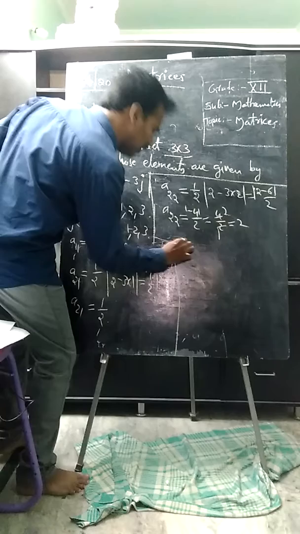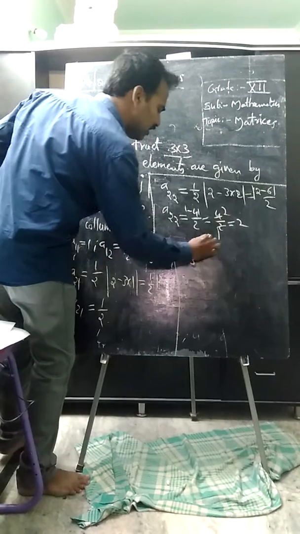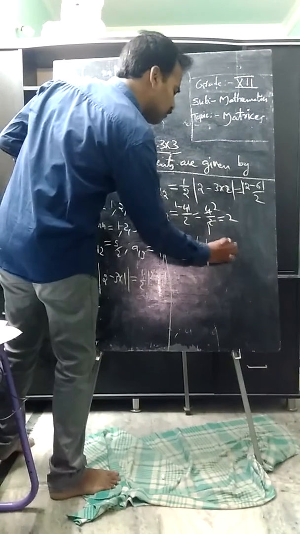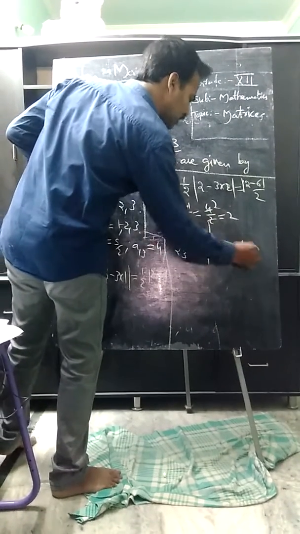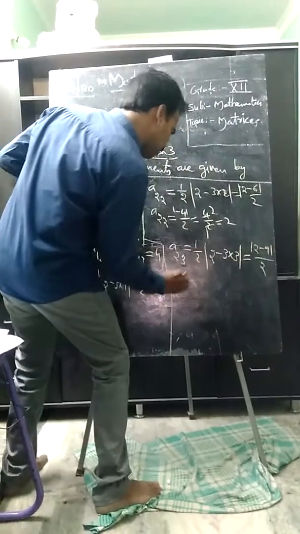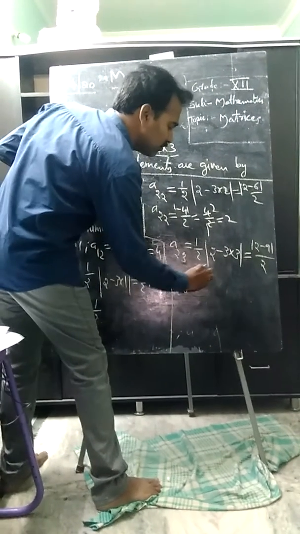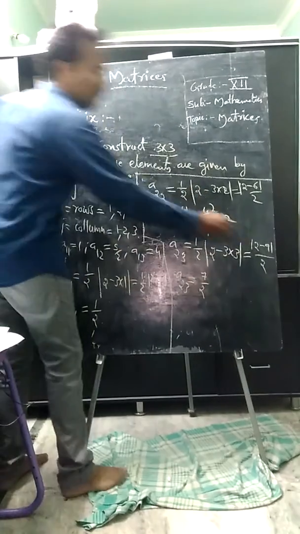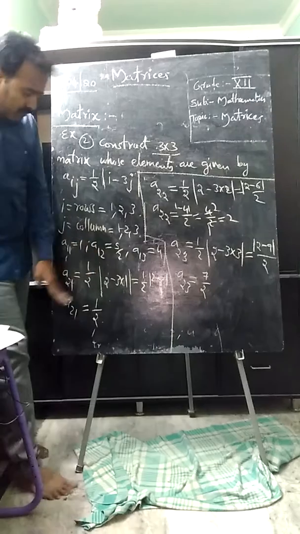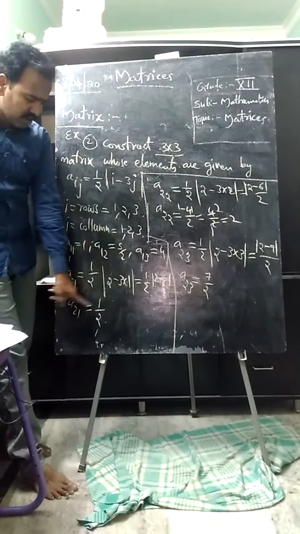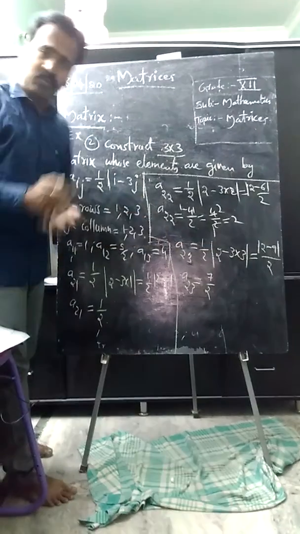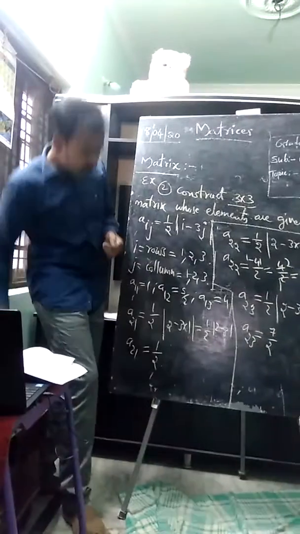Now second row, third column element, that is again 1 by 2 modulus, i value as this 2 but j value 3, students. Yes. Now modulus of 2 minus 9, within the modulus, by 2. So A23 is 7 by 2. As we know, if you remove this modulus, though it is negative, it will become positive 7 by 2. So we got second row elements also. Second row first column 1 by 2. Second row second column 2. Second row third column 7 by 2. So we got second row element, one more row. So total 6 elements we got.